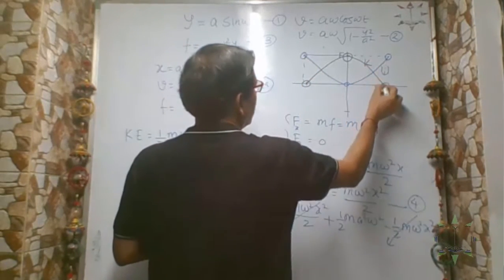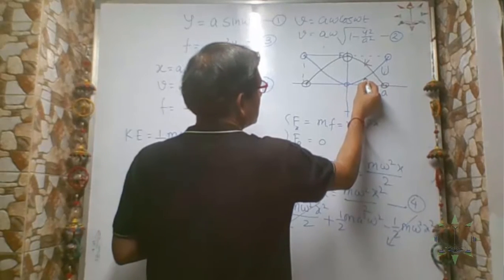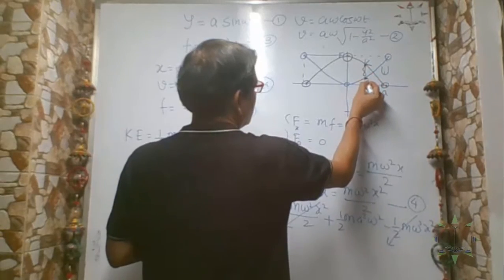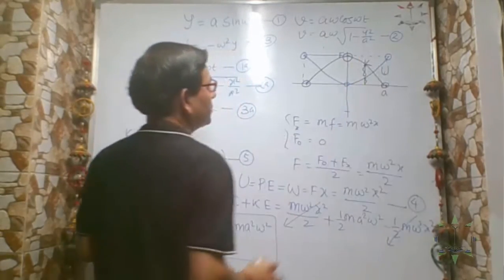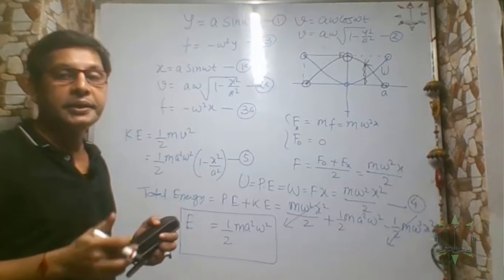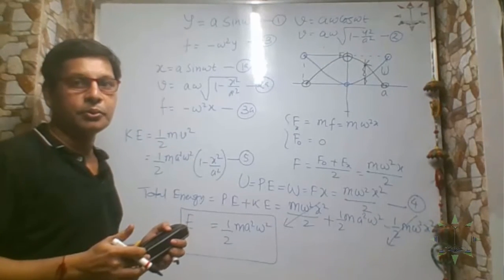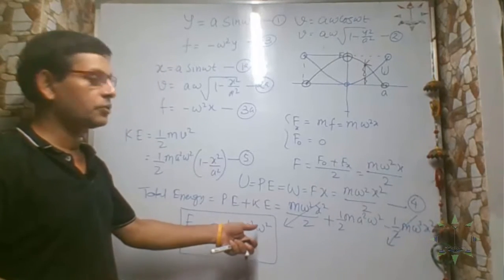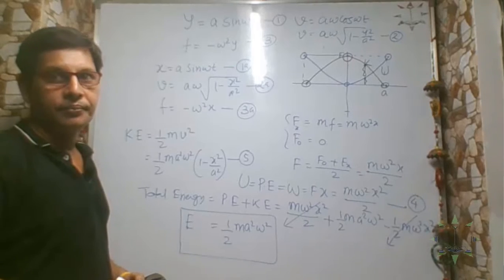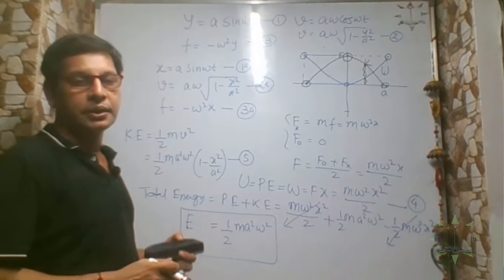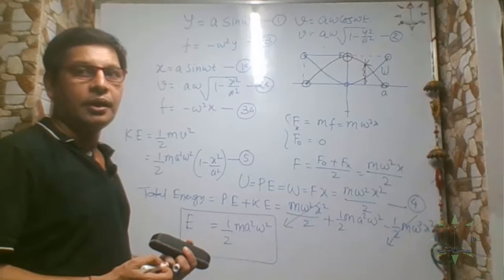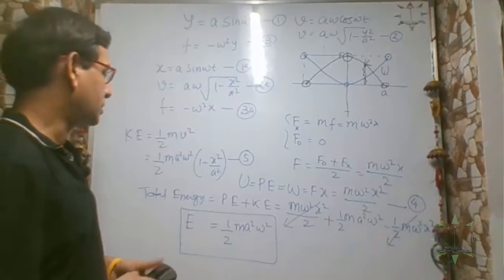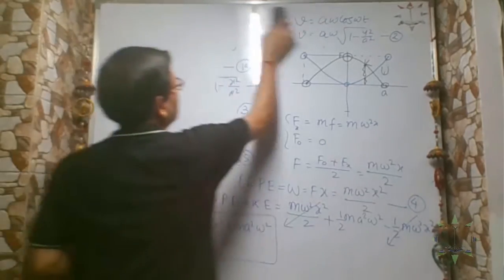At any point of time, if you take this point, this much is the potential energy and this much is the kinetic energy. Together they give you the total energy. So you have to remember that the total energy of a particle executing simple harmonic motion is constant at every point and is equal to half m a square omega square. Clear? You know how to find the potential energy, kinetic energy, and total energy, and we can plot the kinetic energy and potential energy curves. Now let us summarize.